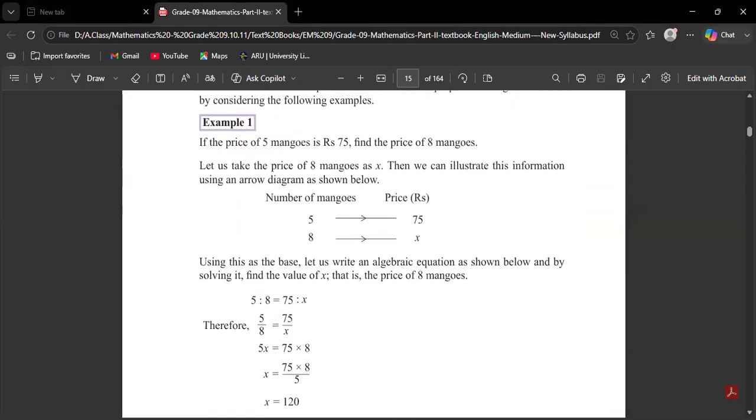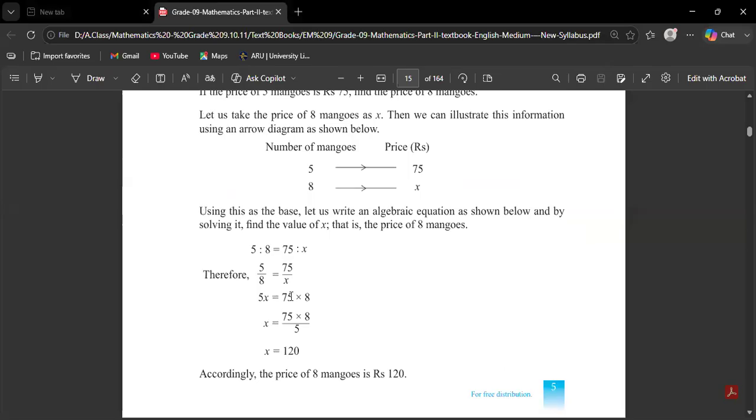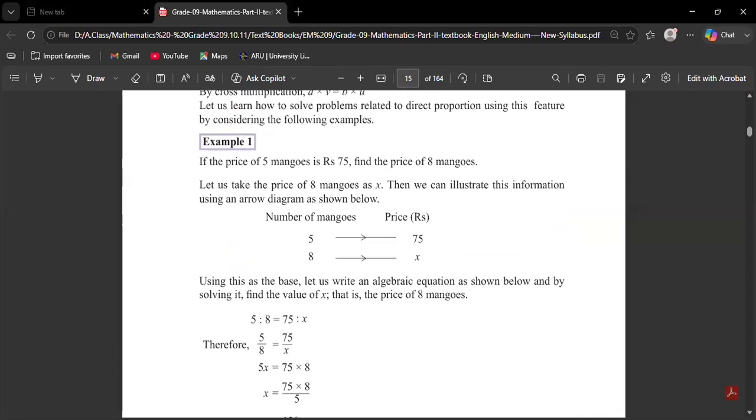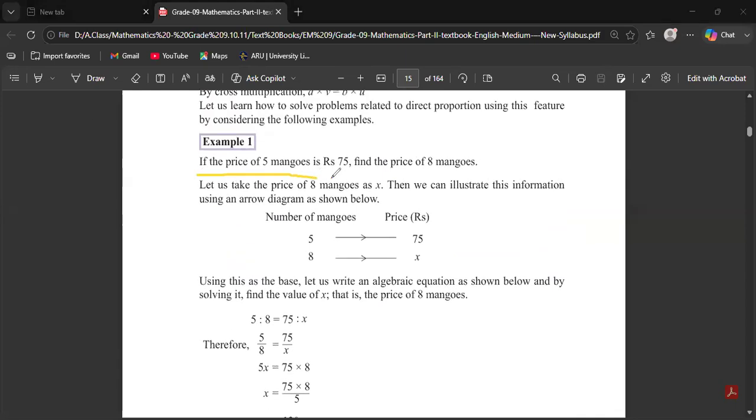Okay. So this is the way. Actually, this one is a bit complex for you, right? But it's okay. I'll show you how to do this. Okay. If the price of 5 mangoes is 75, find the price of 8 mangoes. Write down this question. Then I'll show you the method.